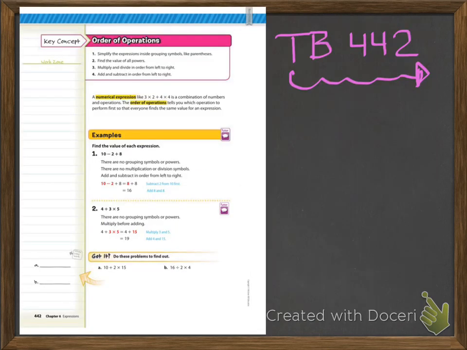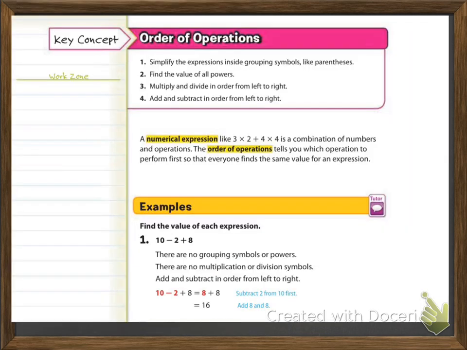Let's go ahead and move forward. Now we're looking at textbook page 442, and at the top it should say order of operations. So go ahead and turn your page now so you're looking at that page. So at the top it says order of operations. Simplify the expressions inside grouping symbols like parentheses. That's the first one.